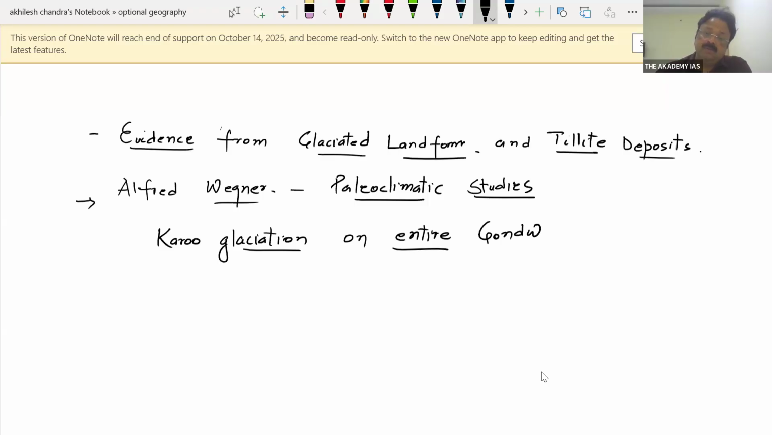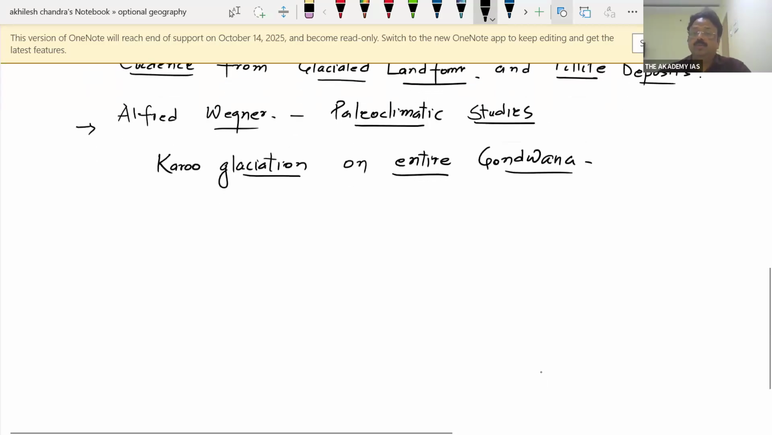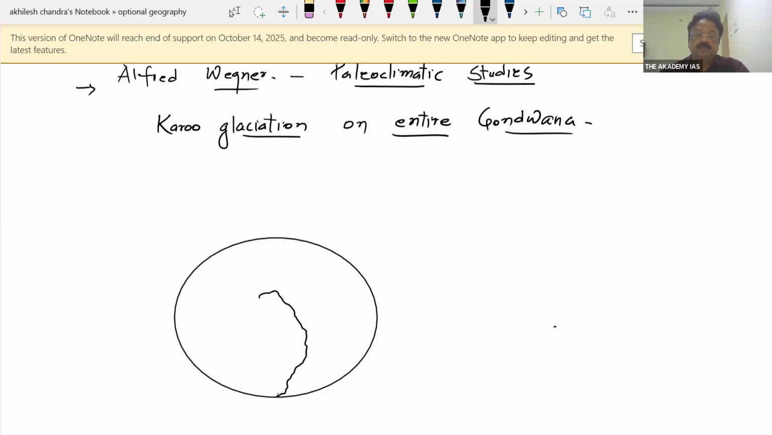At that very time, Gondwana was situated somewhere near the south. So this was the situation at that very time when the Karoo glaciation was there, and the entire Pangaea was like this. And you know this southern part is what is called Gondwana.